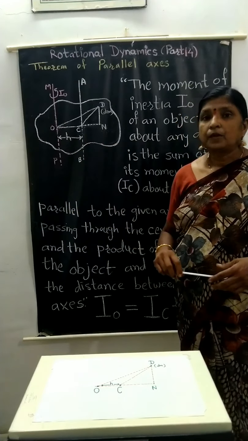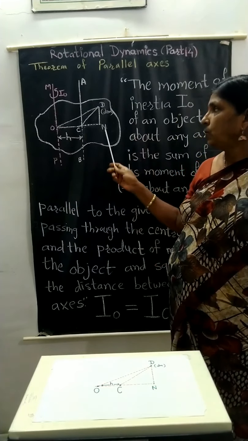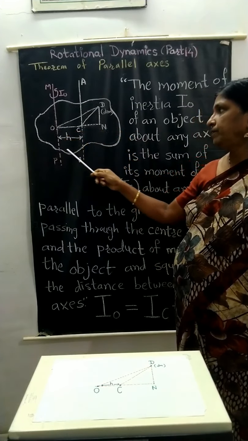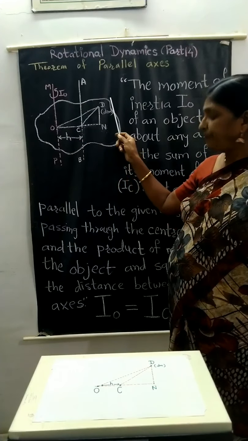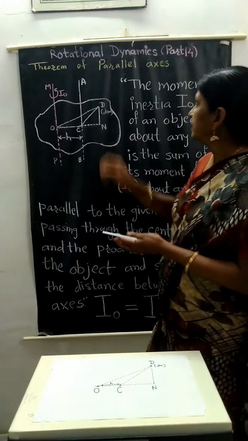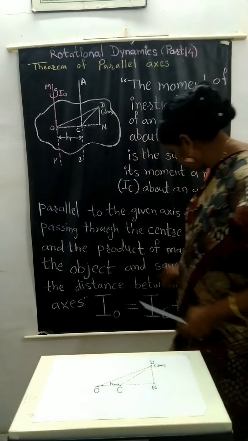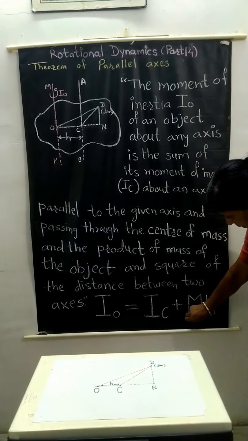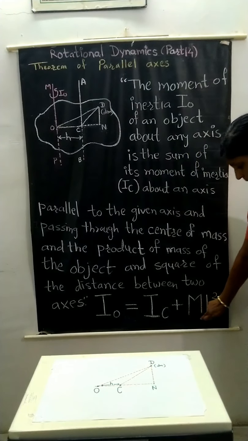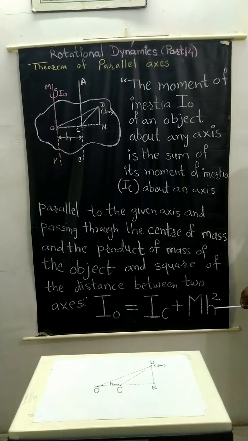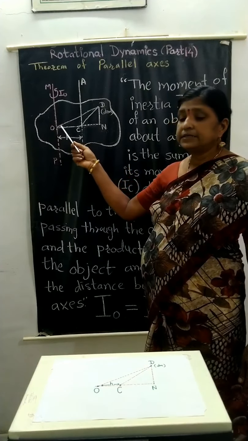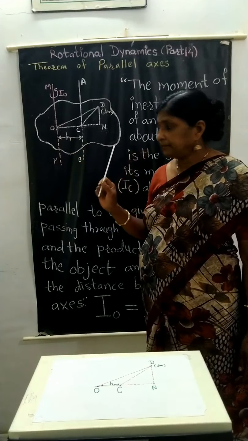For this, we must know the mass of this rigid body. Let capital M be the mass of this object. This capital M denotes the total mass of the body. Now, what is this H? H is the perpendicular distance between the two axes.